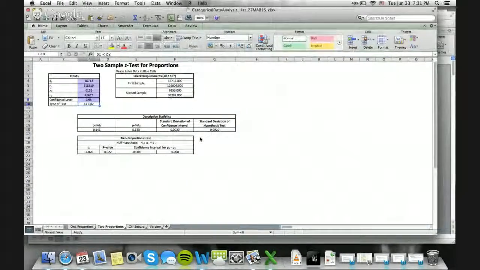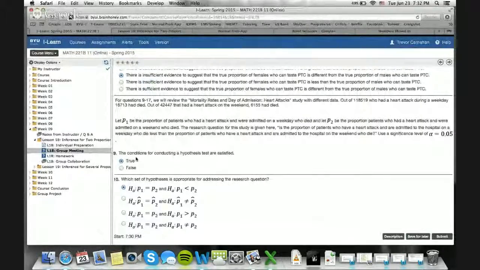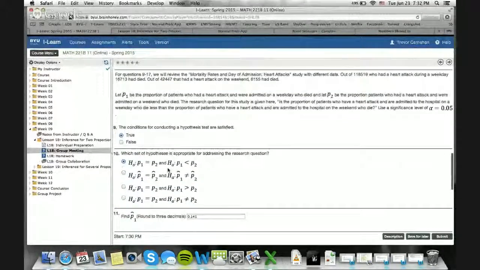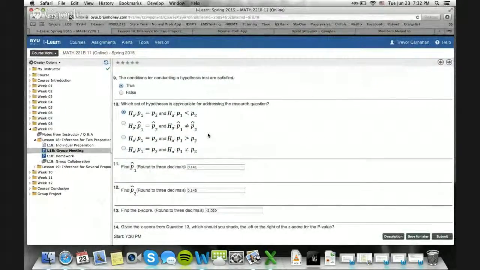So for number 9, this little box here on the Excel checks the requirements. It literally just spits out all your answers, basically. So yeah, they're all greater than 10, obviously. So I had the conditions were met, satisfied.